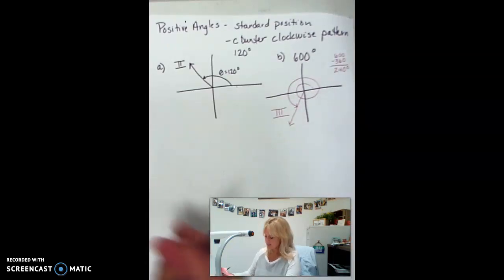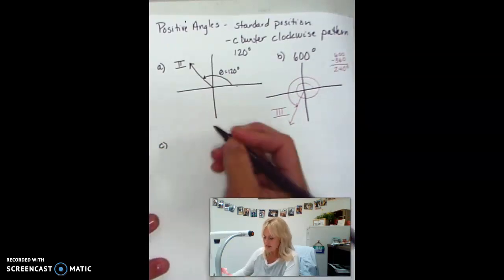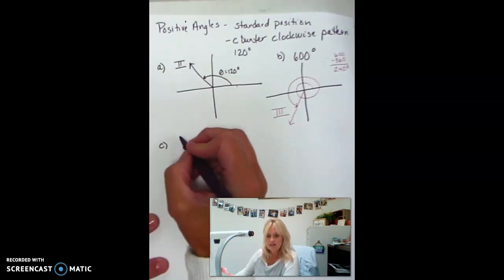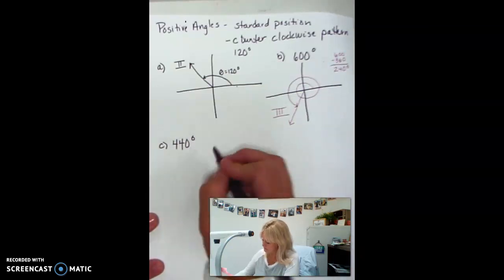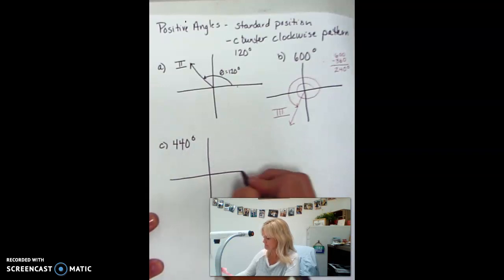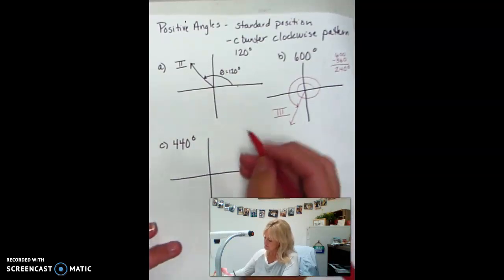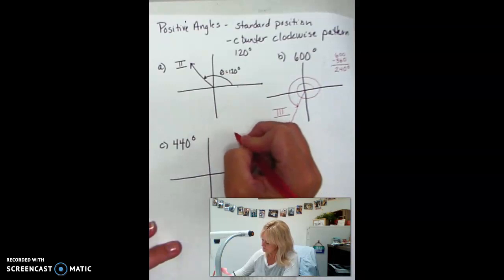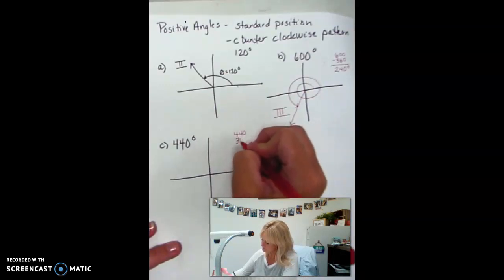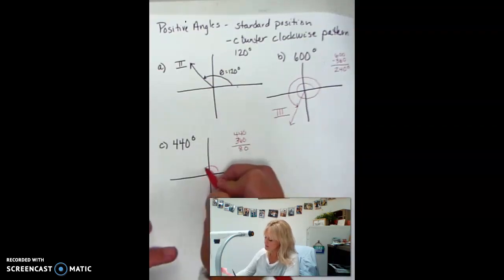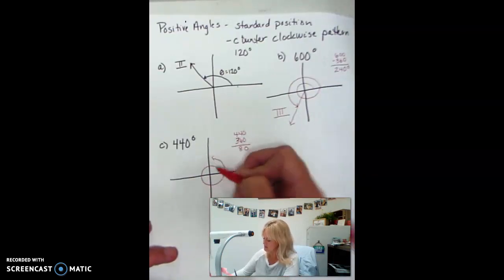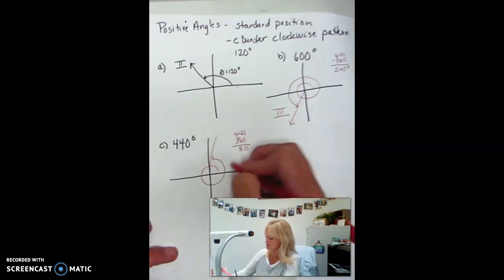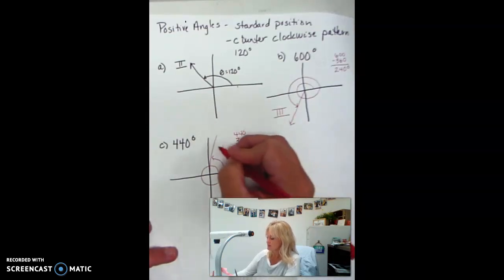So on your own, take a second, pause the video, and I want you to sketch what an angle of 440 would look like. So once I go around 360 degrees, I need to go an additional 80 degrees, which is almost to my 90-degree angle, and draw in, and there is theta. It ends up in quadrant 1.